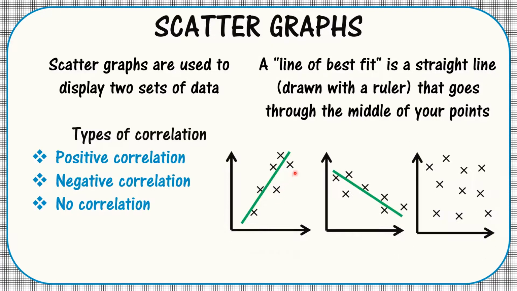So in this first scatter graph, it is positive correlation. This second scatter graph shows a negative correlation. And the final scatter graph shows no correlation. And what you should know is that if it is no correlation, it will have no line of best fit.